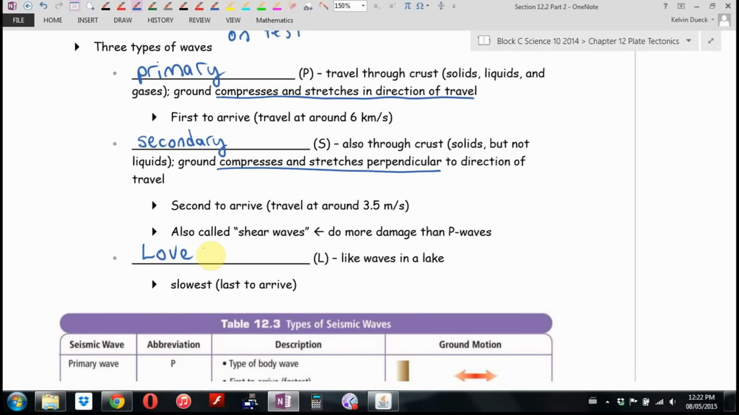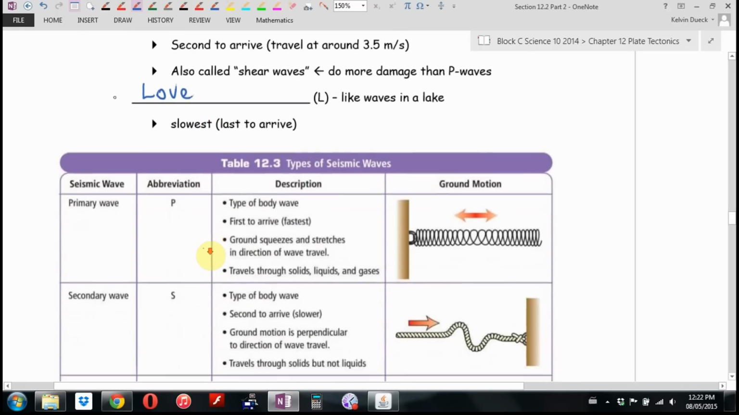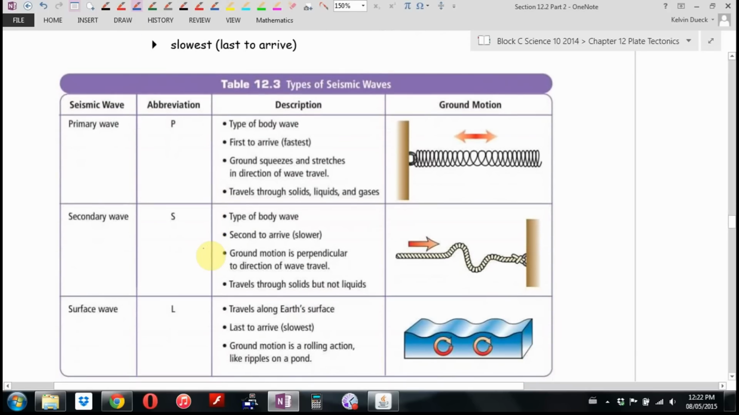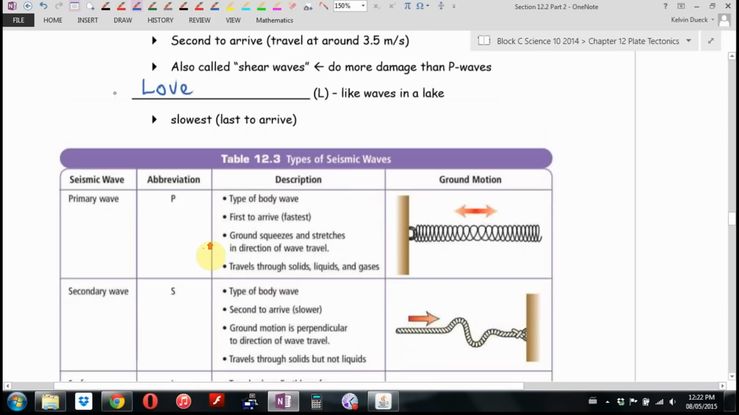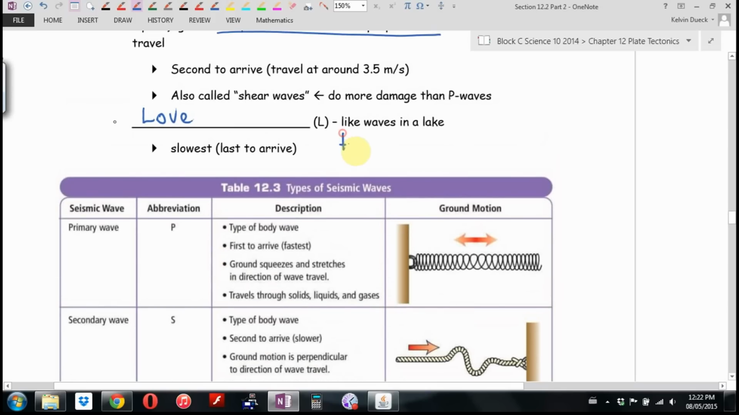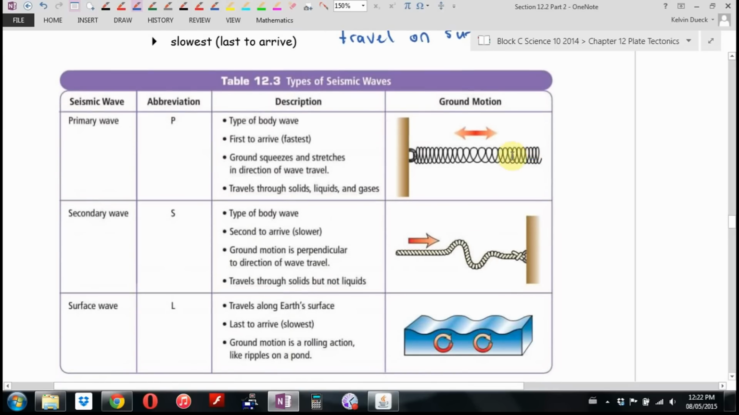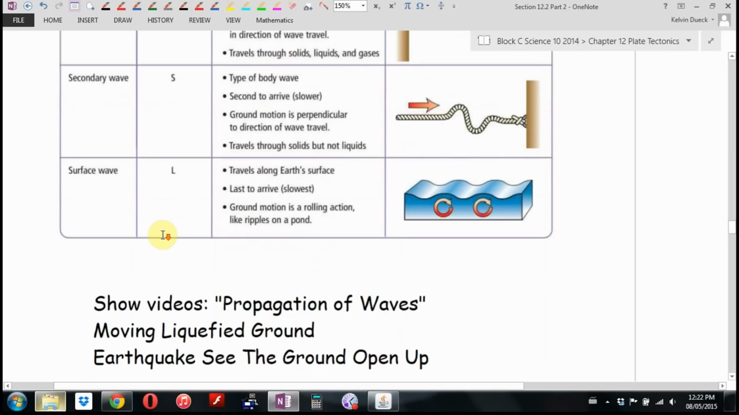And here's a little summary. Oh, and you can make a little note. Love waves travel on the surface. The other two waves, P waves and S waves, can travel underneath the surface, underneath the ground. Love waves, L waves, travel along the Earth's surface. I'll give you a video of each, and I'll give you an illustration. I think show videos.